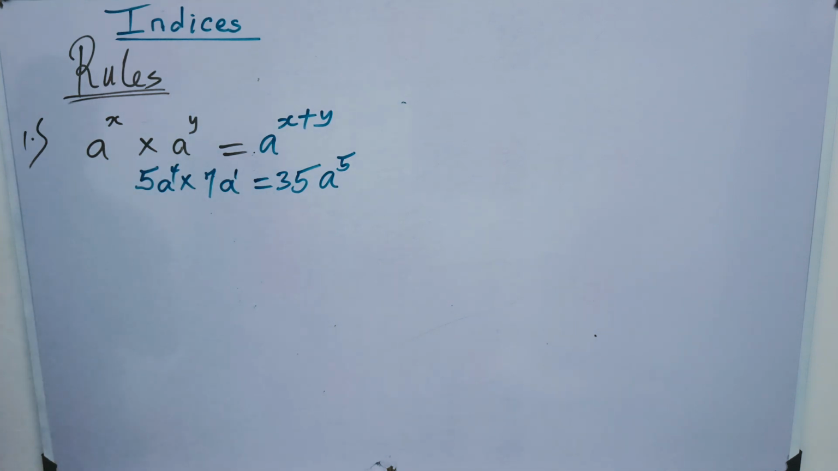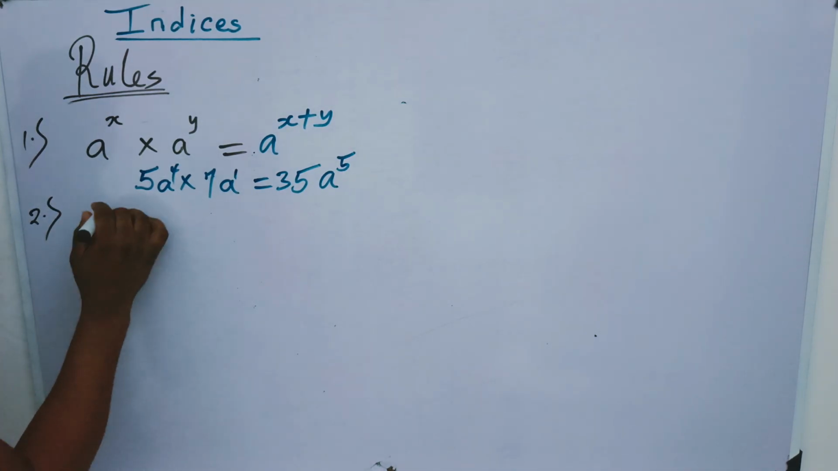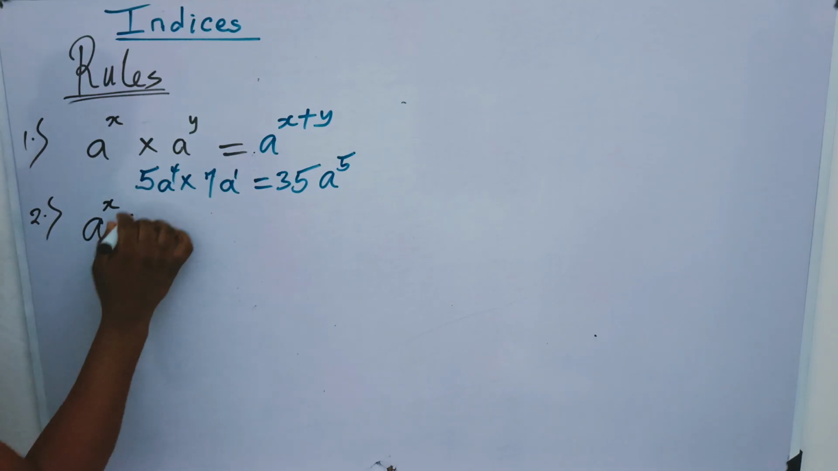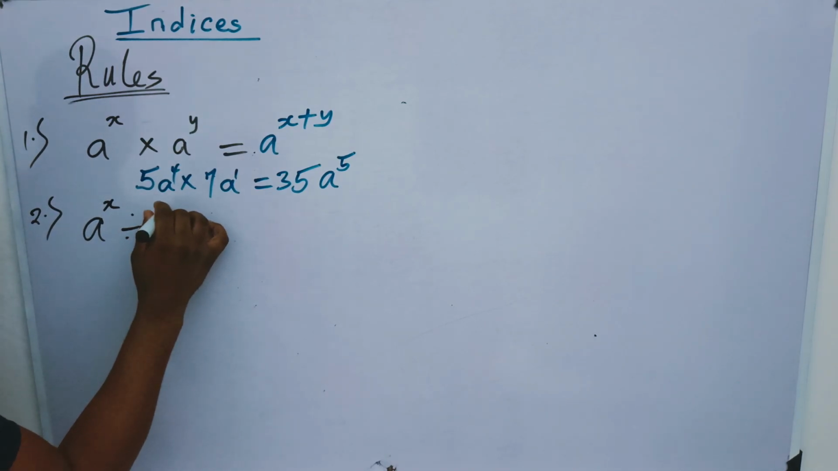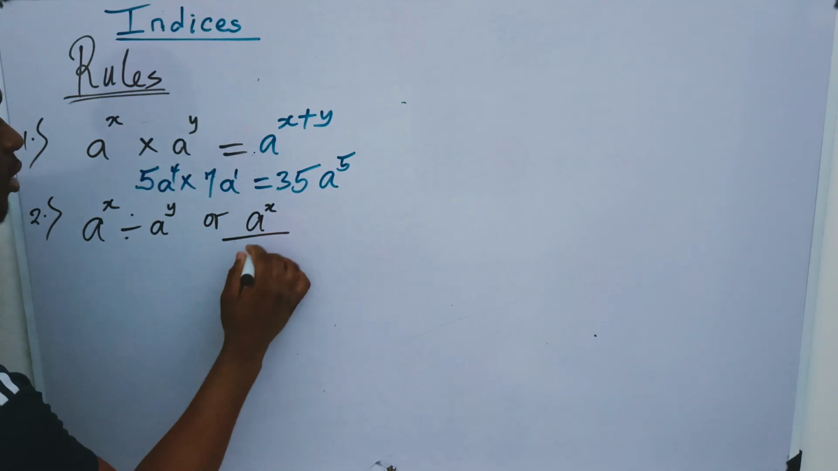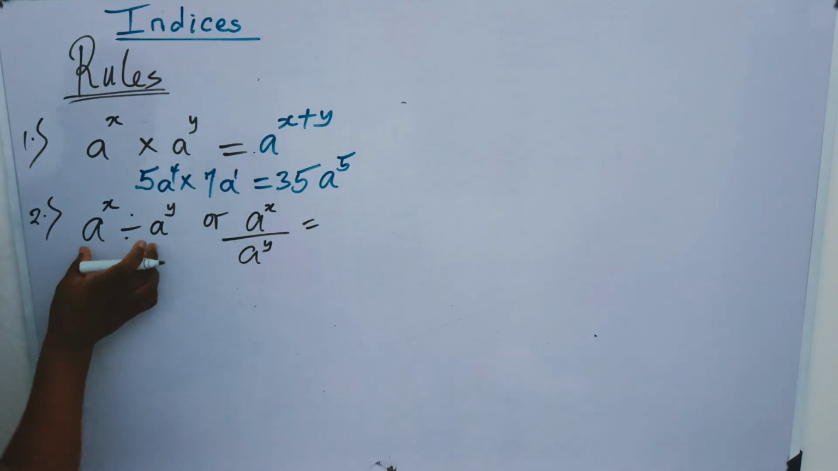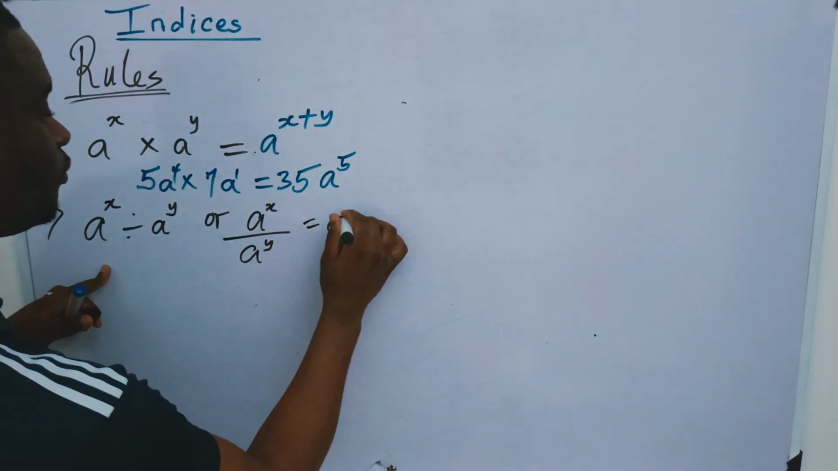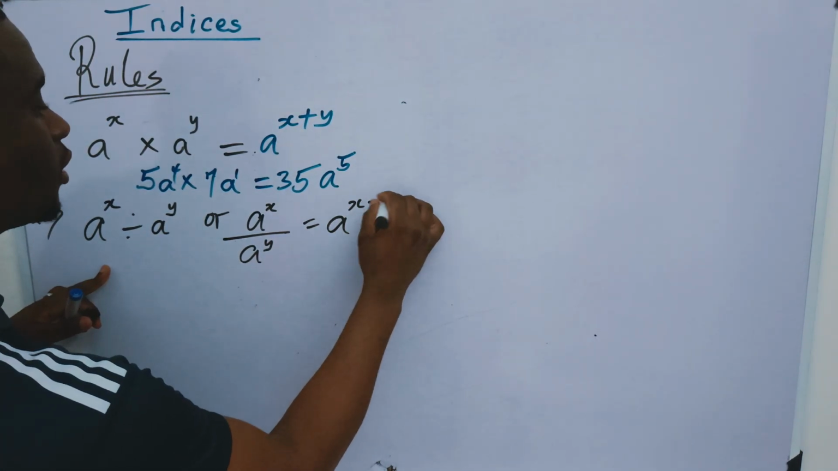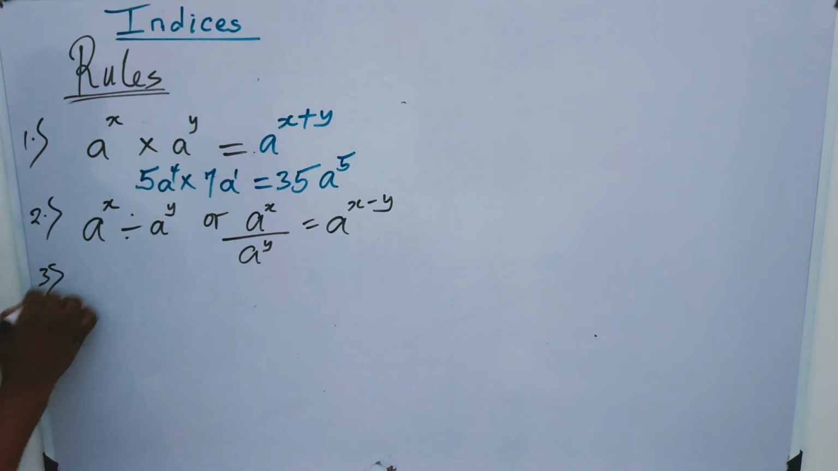So the next law, some call it the subtraction law, some call it the division law of indices, whichever way. When you have a raised to the power of x divided by a raised to the power of y, or it can even be written as a raised to the power of x over a raised to the power of y, that's the same thing. We pick one of the bases, which is a, and simply subtract the power.